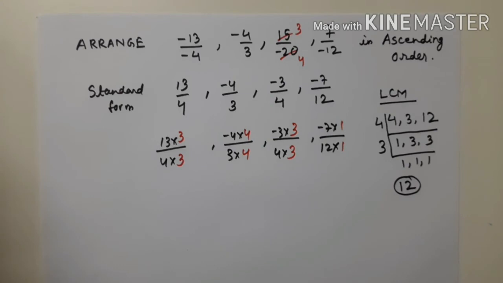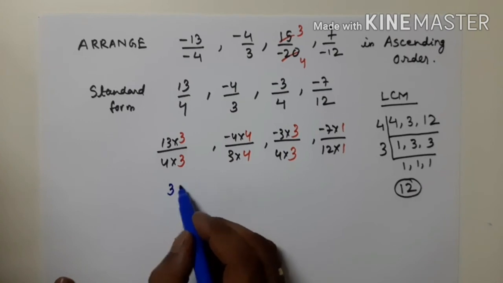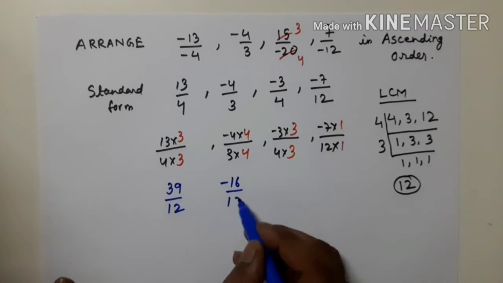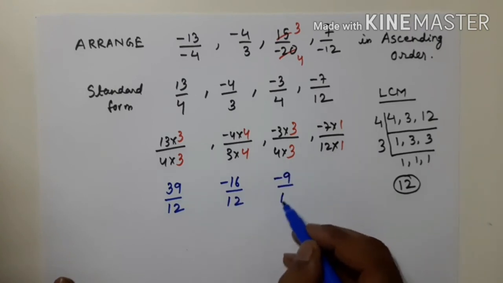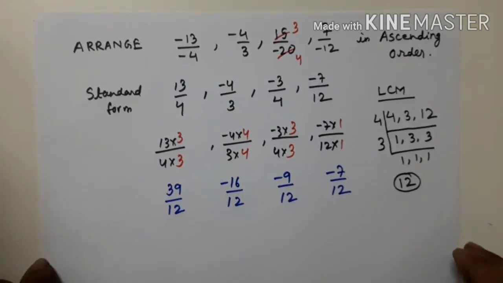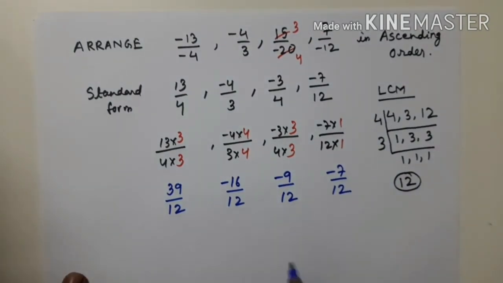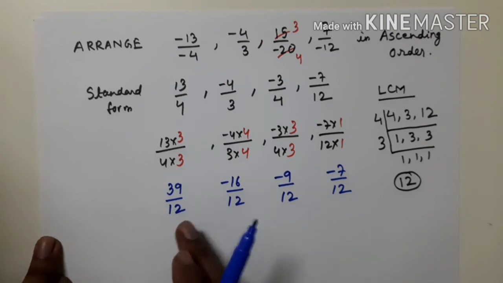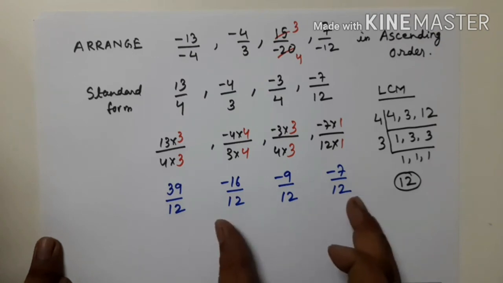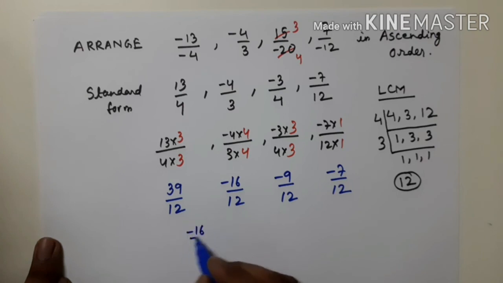So after that we get 13 3s are 39 by 12. We have minus 16 by 12, minus 9 by 12, and we have minus 7 by 12. Now we have to arrange them in the ascending order. Ascending one is small to big. So which is the smallest one? So one positive is there, it is always the greatest one. So it will always be at the higher position. Next, we have to just compare these negatives. In negatives you have to do the reverse. So minus 16 is the smallest one.